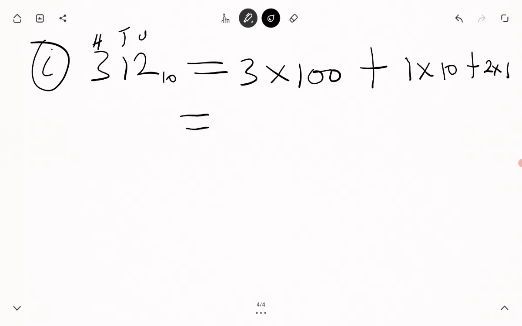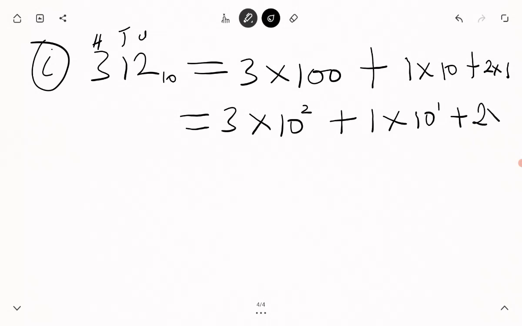Now this is the same thing as 3 times 10 power 2 plus 1 times 10 power 1 plus 2 times 10 power 0. As we all know, any number raised to the power of 0 is 1. So this way we've expressed it in an expanded notation.